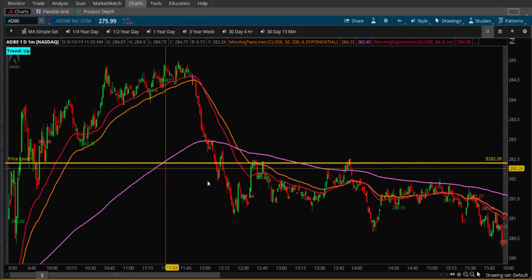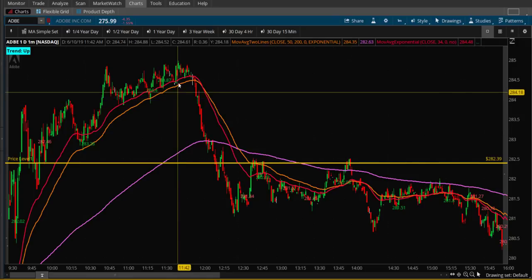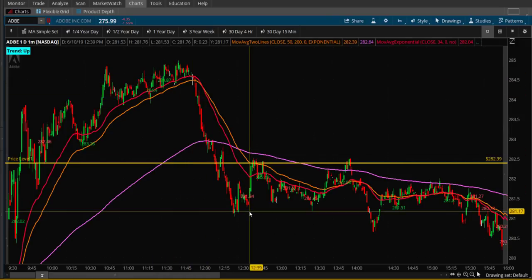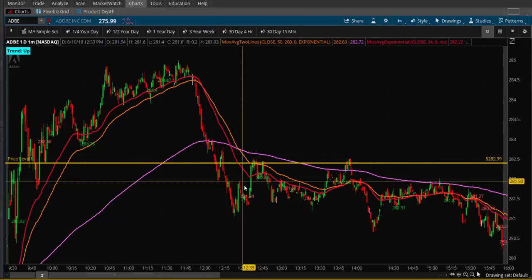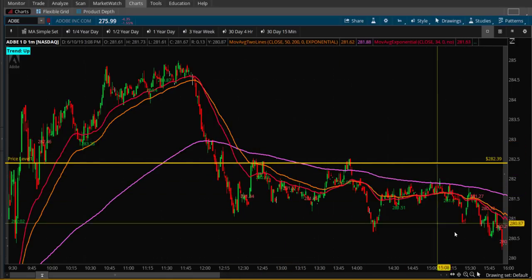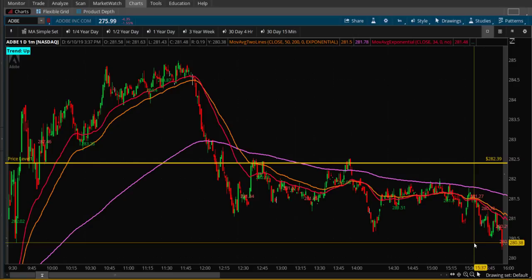Okay, so here we are in Adobe. This is the day that I was talking about. We had a strong rally in the morning. Through the lunchtime, it started to fall, got below the 200, maintained a strong trending market to the downside. At the end of the day, as we were reviewing the charts in the swing trade room, we identified this as a trade that might be good for tomorrow in a breakout.